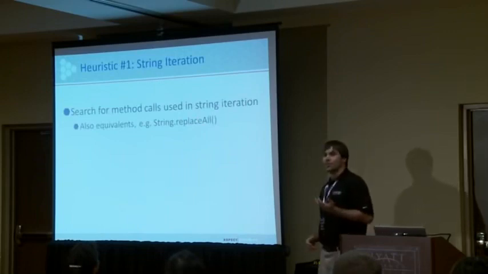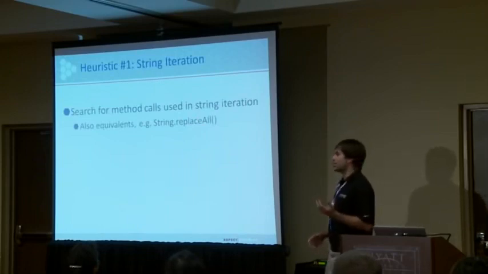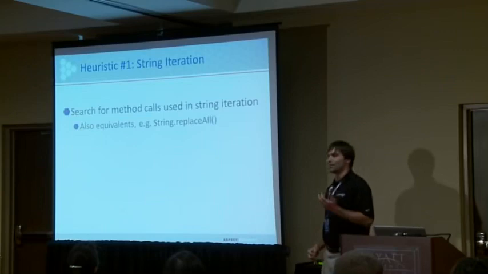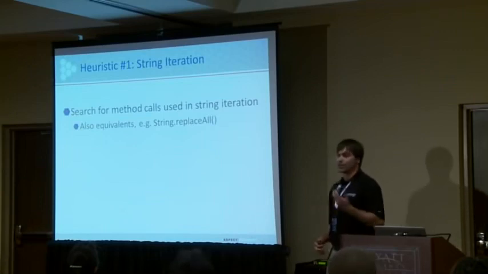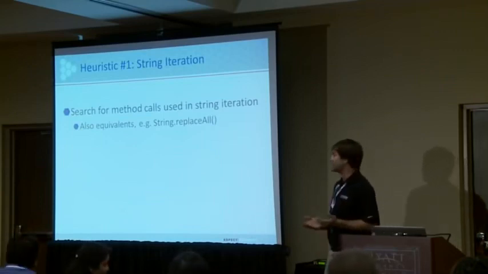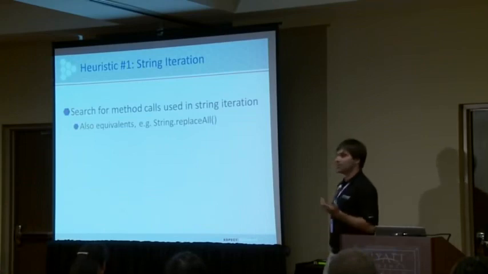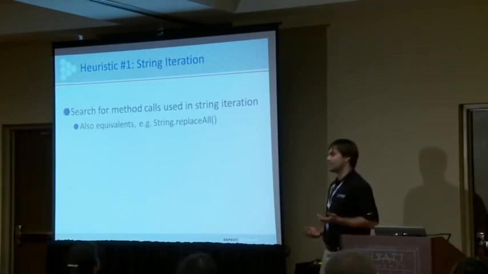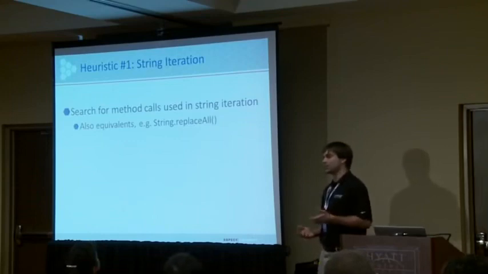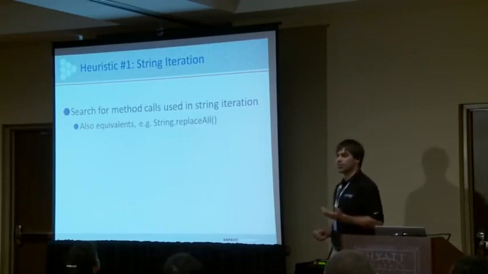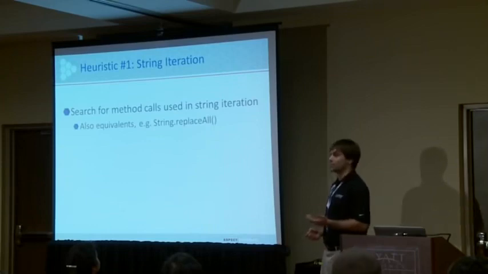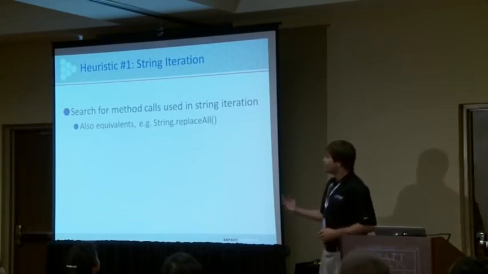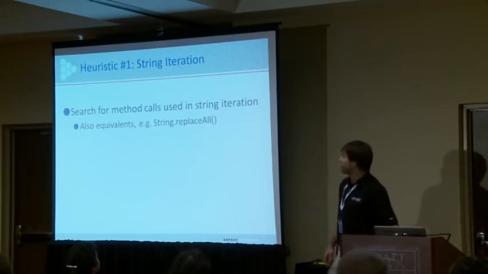So what we wanted to think about is, what distinguishes an encoding method? What are the things that it has to do? What are the things that it often does? So what can we use as heuristics? The first one that we came up with is string iteration. So this is pretty logical. If you want to have an encoding method, it has to be a string iteration in some form, because it has to go through each character in the input string and determine whether it needs to be encoded, whether it's a dangerous character. So we looked for a bunch of Java methods that sort of indicate string iteration, or equivalents like string.replaceAll as a method.